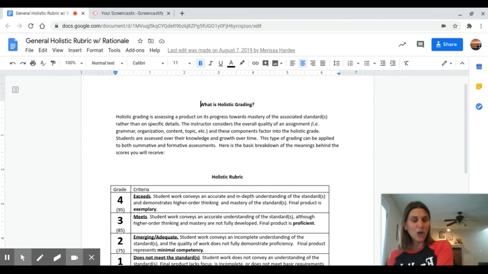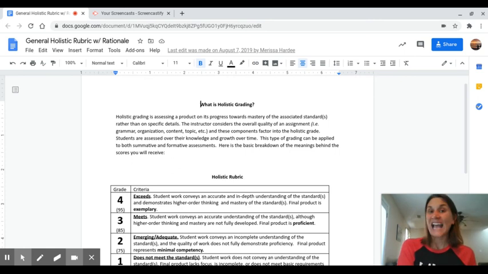Do you not understand it at all? Do you sort of understand it? Do you have a pretty good grasp of grammar, or is it absolutely excellent? Right? Where are you? That's what I'm looking at. Where are you in the journey? Of course, our goal is to move ourselves along the journey. So that's why I use holistic grading.